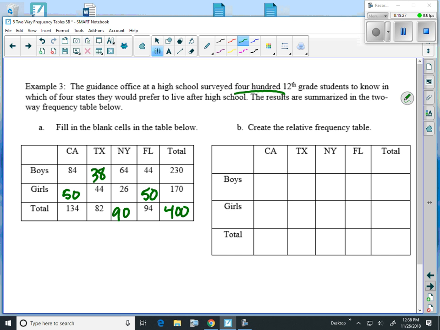Guess what you get to do now? Go for it. Now listen up, it's always the number that's in the box divided by the total. So this time, for example, it's going to be 84 divided by 400. That's what goes here.